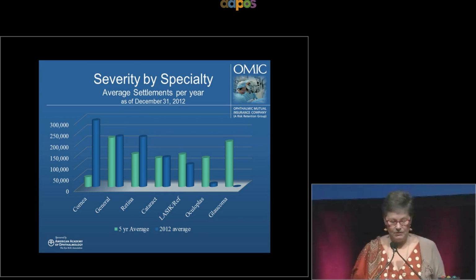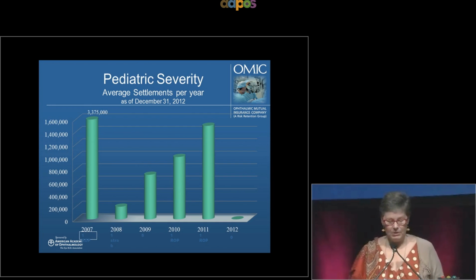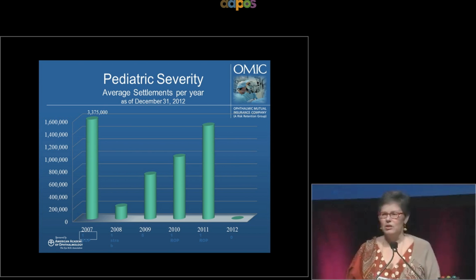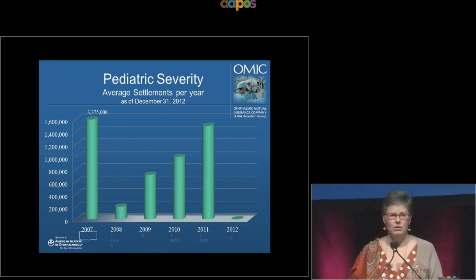Look at that severity jump just last year. But you know, retina, cataract, glaucoma always tends to bring in a lot of payments as well. But here's pediatric severity, and pretty high. Actually, 6 of our top 10 overall claims at OMIC are pediatric ophthalmology and strabismus. So 5 of those 6 are pediatric. 1 was that CVA after strabismus surgery.